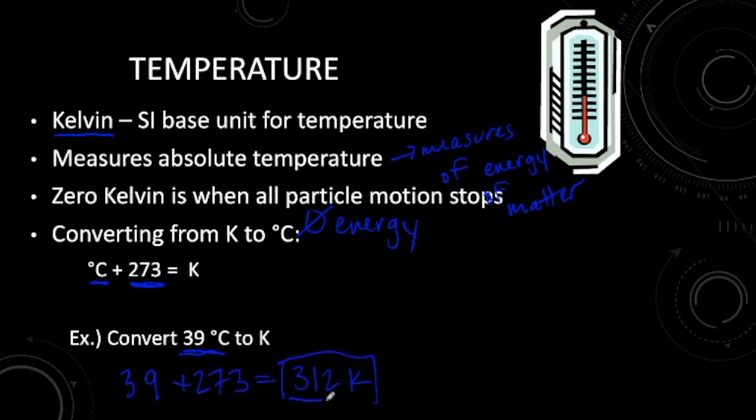There's your answer. I do want to point out that normally, we have to take into account our significant figures when we do any kind of mathematical conversions. But in this case, we're converting an absolute value from one to the other. This 273, okay, is an exact value. So you don't have to consider it when you are doing your significant figures.